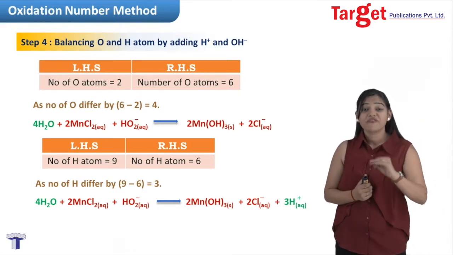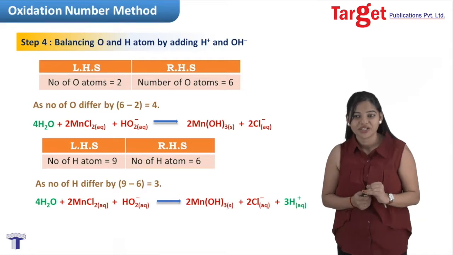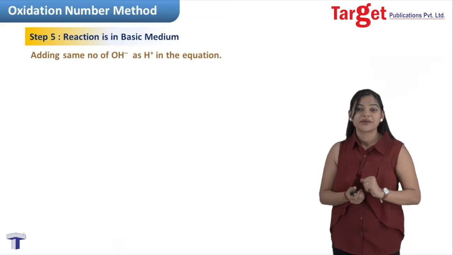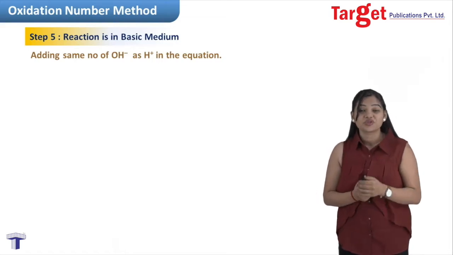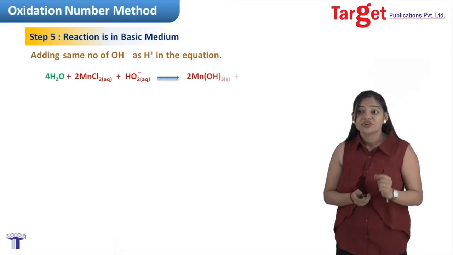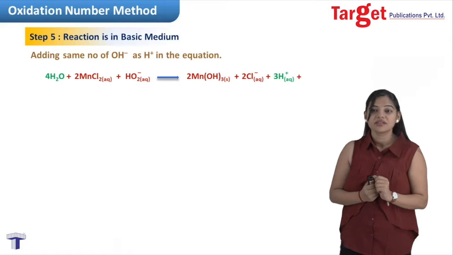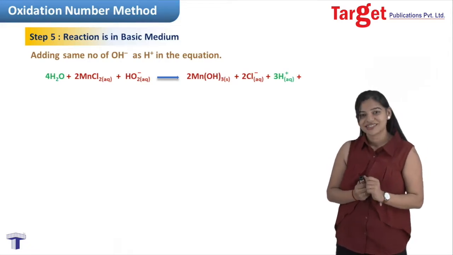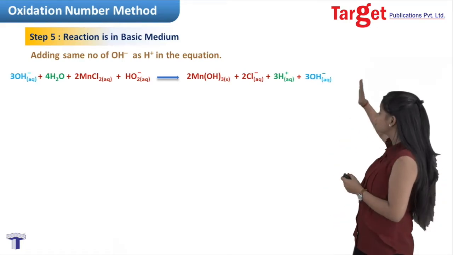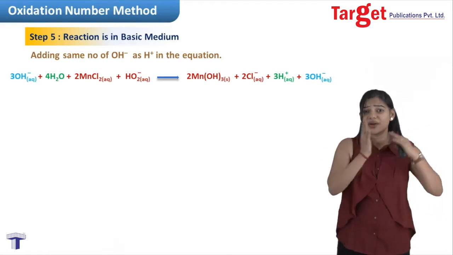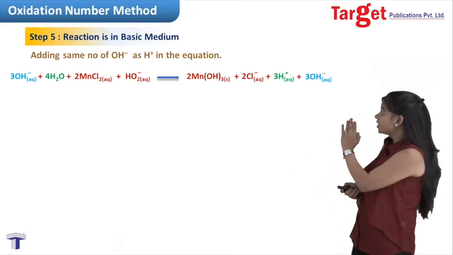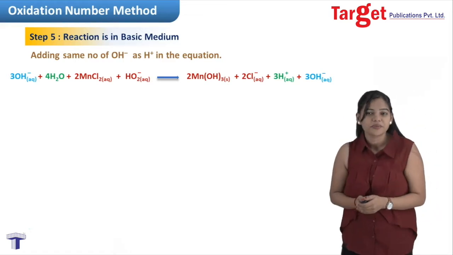Now, we have balanced oxygen, we have balanced hydrogen atoms, but the reaction is in basic medium. And to balance the reaction in basic medium, the additional step is to add OH minus equal to the number of H plus in the reaction. So in our reaction, we have 3 H plus on the product side. So we add 3 OH minus on both sides. We just cannot add on the right hand side. But since we are adding on left hand side, we need to add on right hand side as well. We have taken 3 H plus and 3 OH minus on the product side.